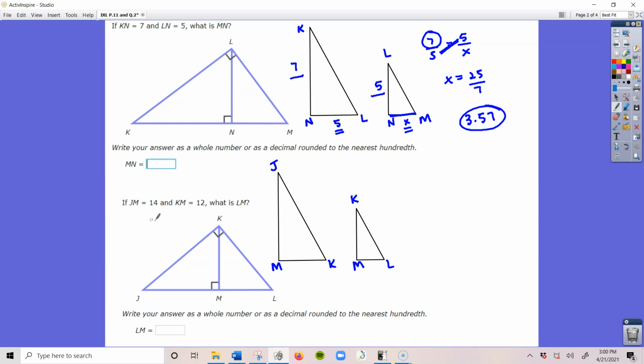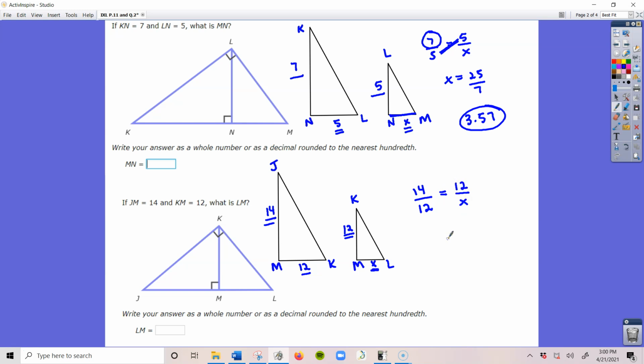So now let's label. JM is 14. KM is 12, which we have a KM here as well, so this is also 12. And we want to find LM, so this will be X. So I'm going to create my ratio. I'm going from small to big, so 14 over 12 is going to equal 12 over X, since those are corresponding sides.